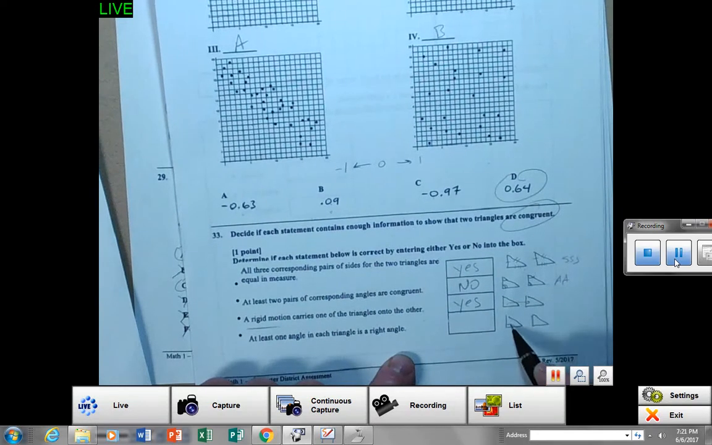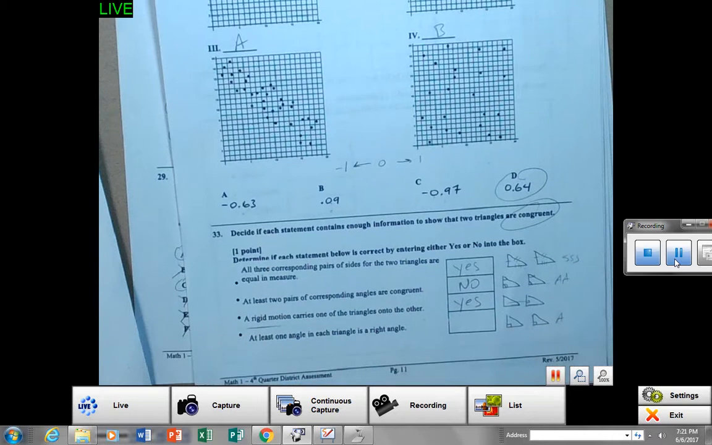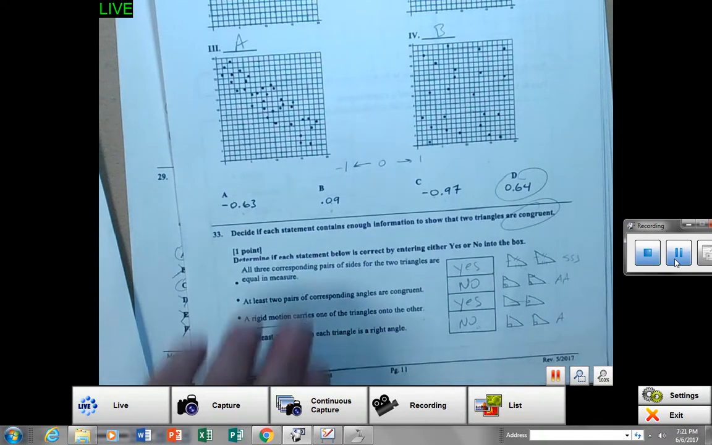And then this one, at least one right angle in each triangle. That just shows you one angle that they share. That wouldn't be enough to give you congruency. If I had a hypotenuse and a right angle, then that would be good. But that one is a no.